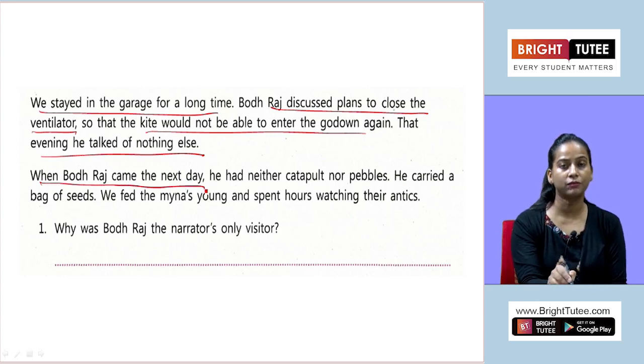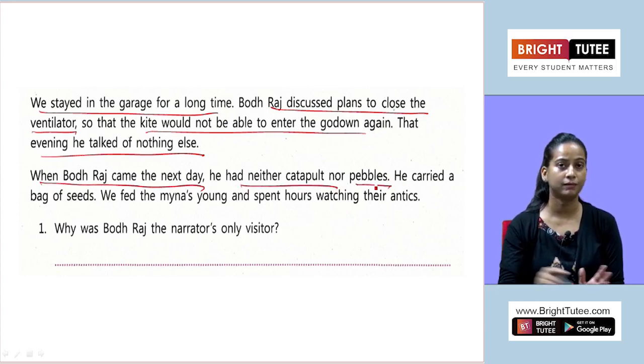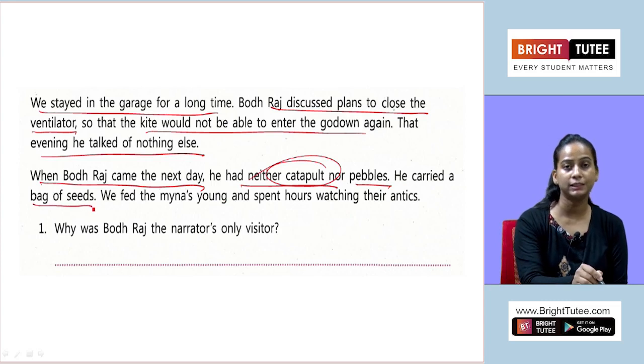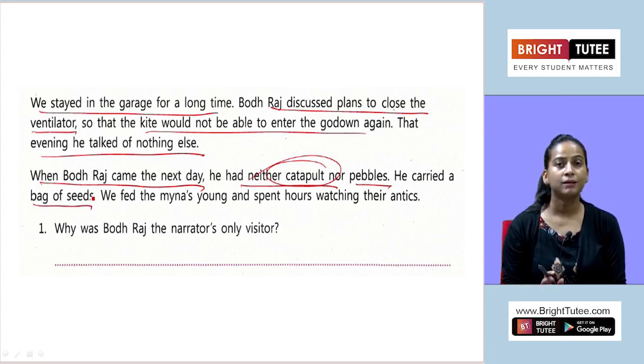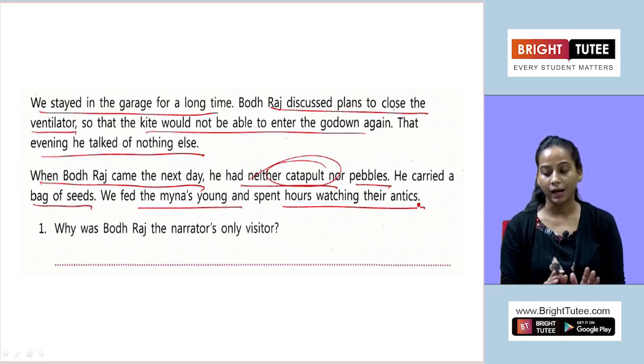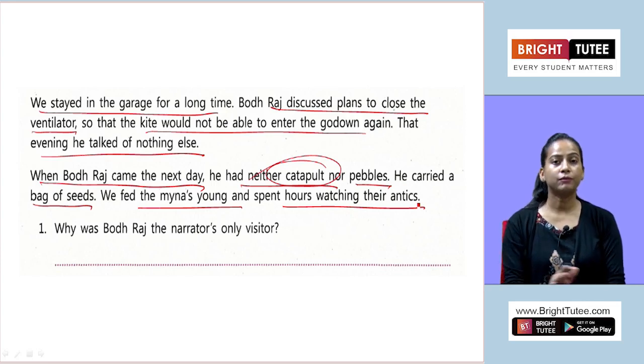When Bodhraj came the next day, he had neither catapult nor pebbles. Next day when he came to the narrator's house, he did not have any catapult or the pebbles that he used to carry earlier. Instead, he carried a bag of seeds. We fed the Mena's young and spent hours watching their antics. They were watching the different activities for hours, and also fed the young ones of the Mena through the seeds brought by Bodhraj.